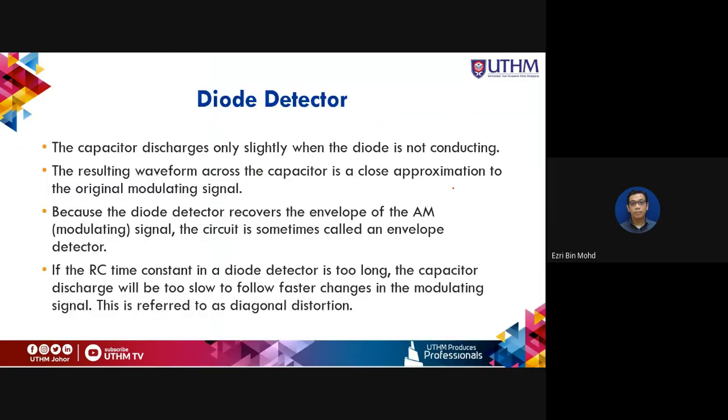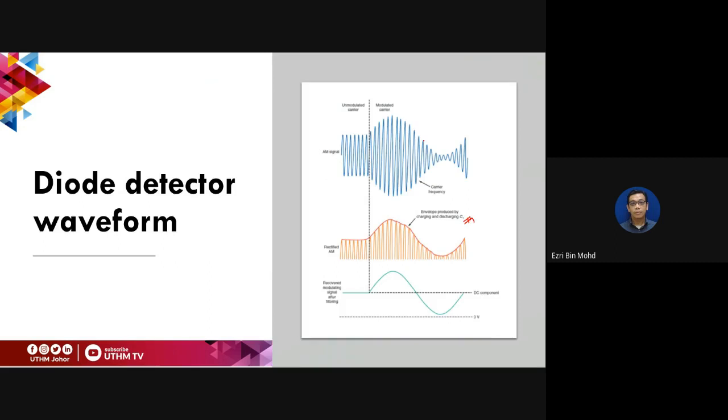Okay, the diode detector. The capacitor discharges slightly when the diode is not conducting. The resulting waveform across the capacitor is a close approximation to the original modulating signal. Because the diode detector recovers the envelope of the AM modulating signal, it is sometimes called an envelope detector. So the diode detector waveform detects the envelope of the AM wave. Rectify the AM signal with the diode, and then the envelope detector detects the peak of the AM wave, which means detecting the envelope of the AM signal.